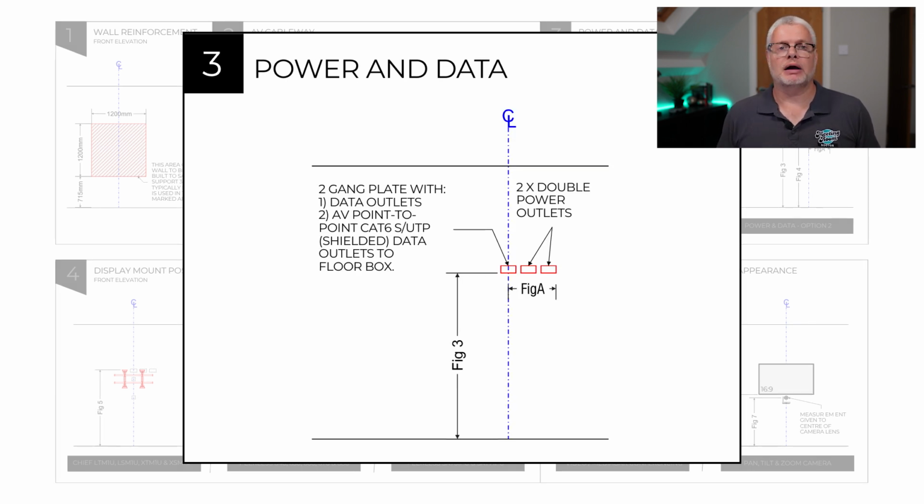So now let's look at power and data. AV systems need mains power and other types of connectivity to function successfully, and this needs to be coordinated. So we will consider the number of power, data and signal cables required, their location in reference to the centre line and also the distance from the floor.